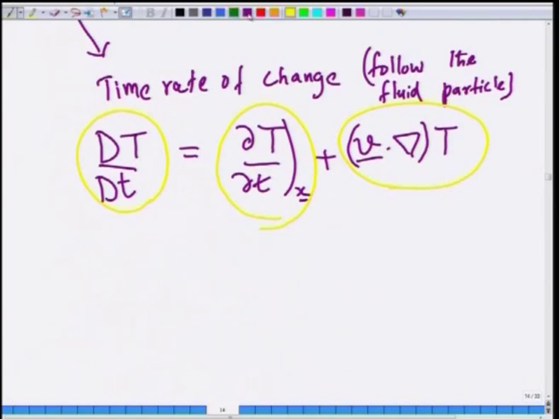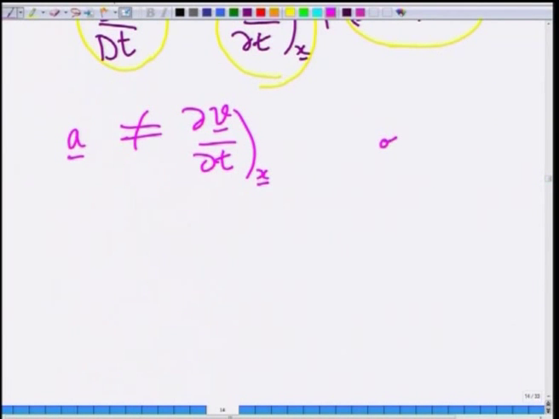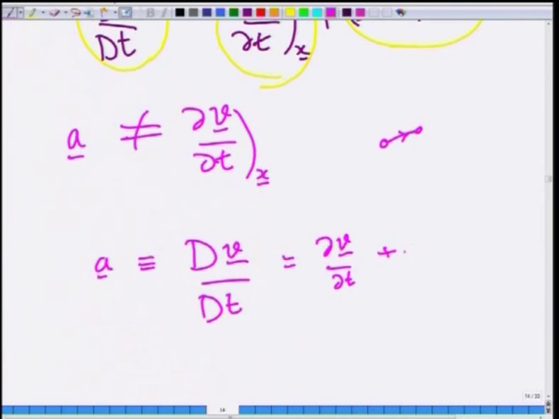In fluid mechanics, we are interested in, for example, acceleration. Acceleration is not equal to simply the rate of change of velocity at a given location in space, but refers to the rate of change of velocity as a fluid particle is followed. So it is naturally given by the substantial derivative of velocity, and that is simply equal to partial v partial t plus v dot del v.